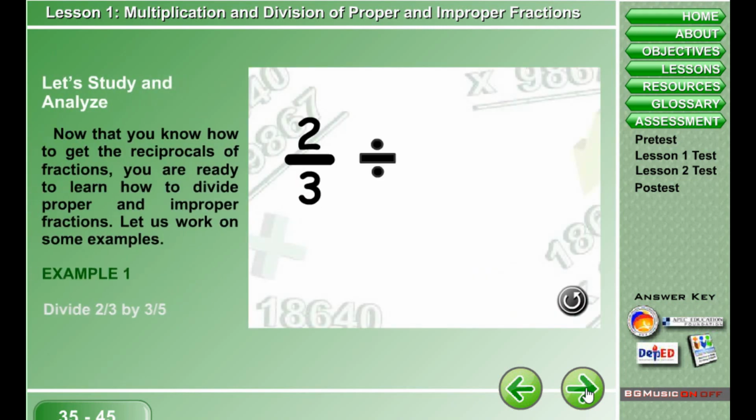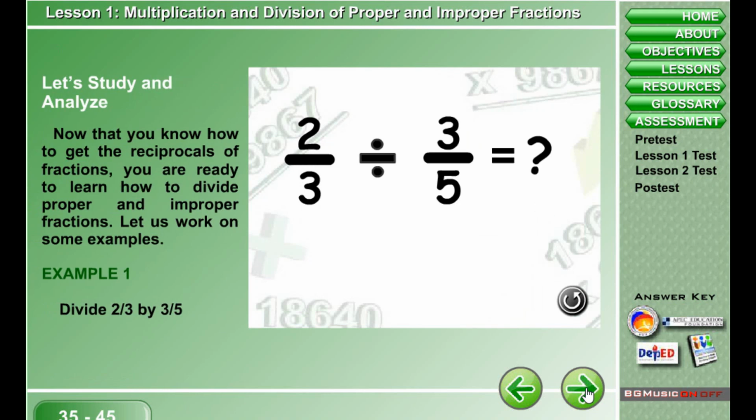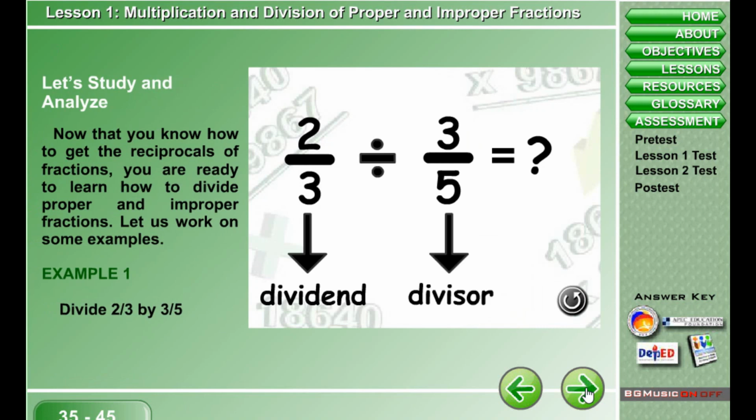Let's study and analyze. Now that you know how to get the reciprocals of fractions, you are ready to learn how to divide proper and improper fractions. Let us work on some examples. Example 1. Divide 2/3 by 3/5.